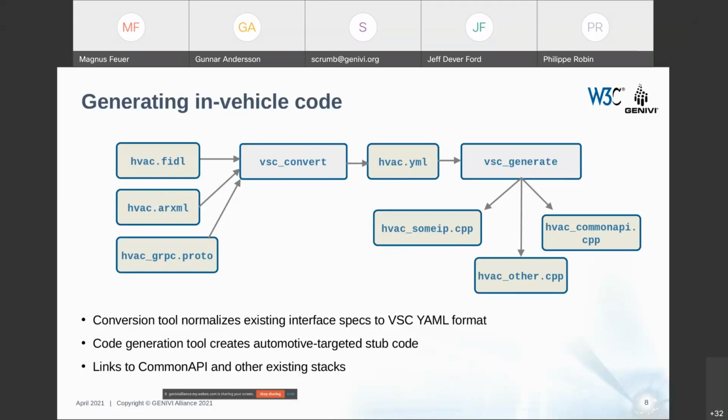For ARXML and deployment or network topology, that's a tricky one. Having done this a few times now, I'm not convinced that we want to separate interface definition from the deployment model itself, which is a little bit what Franca IDL has as well with deployment files, and what very much HVAC, the VSC standard, supports as well.